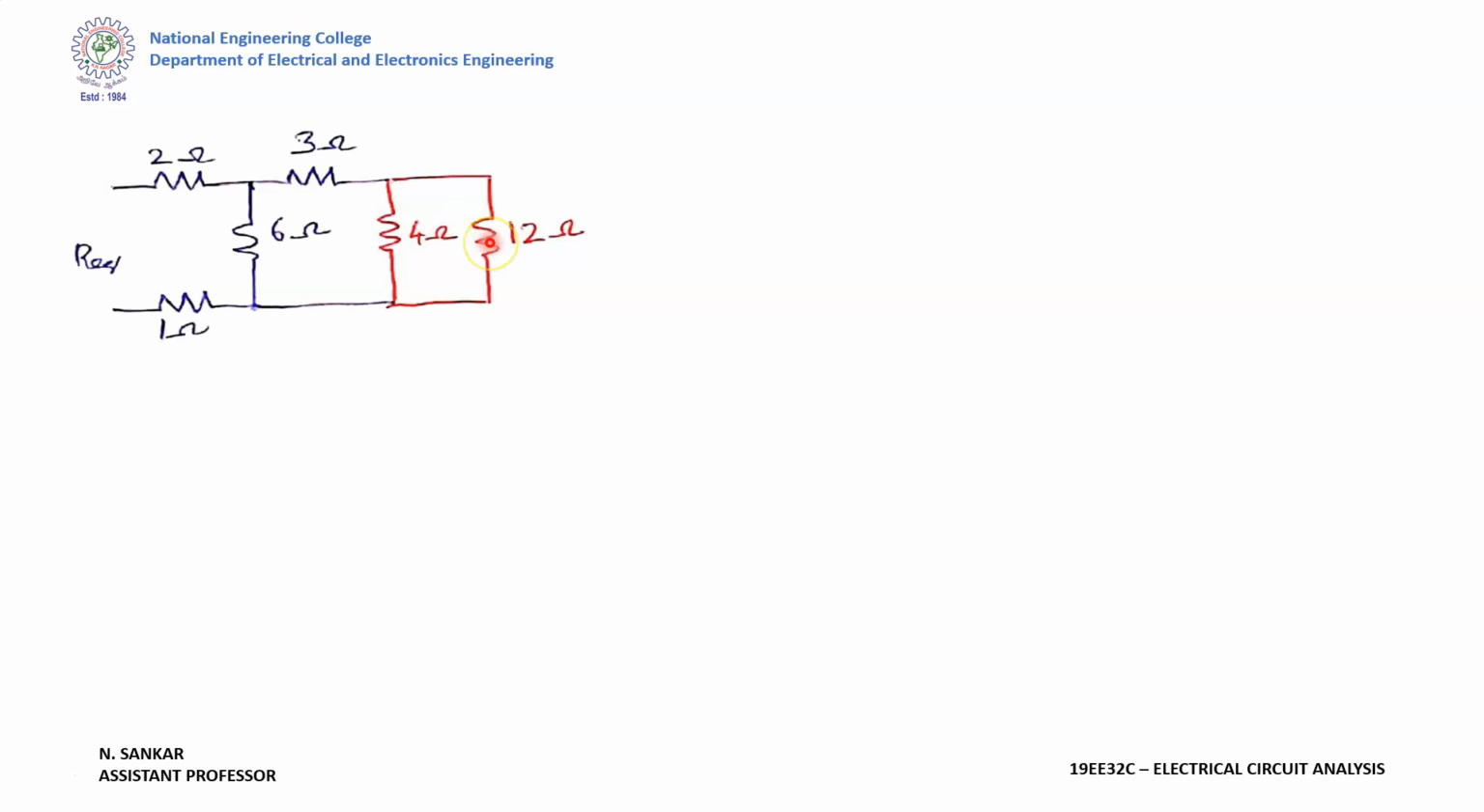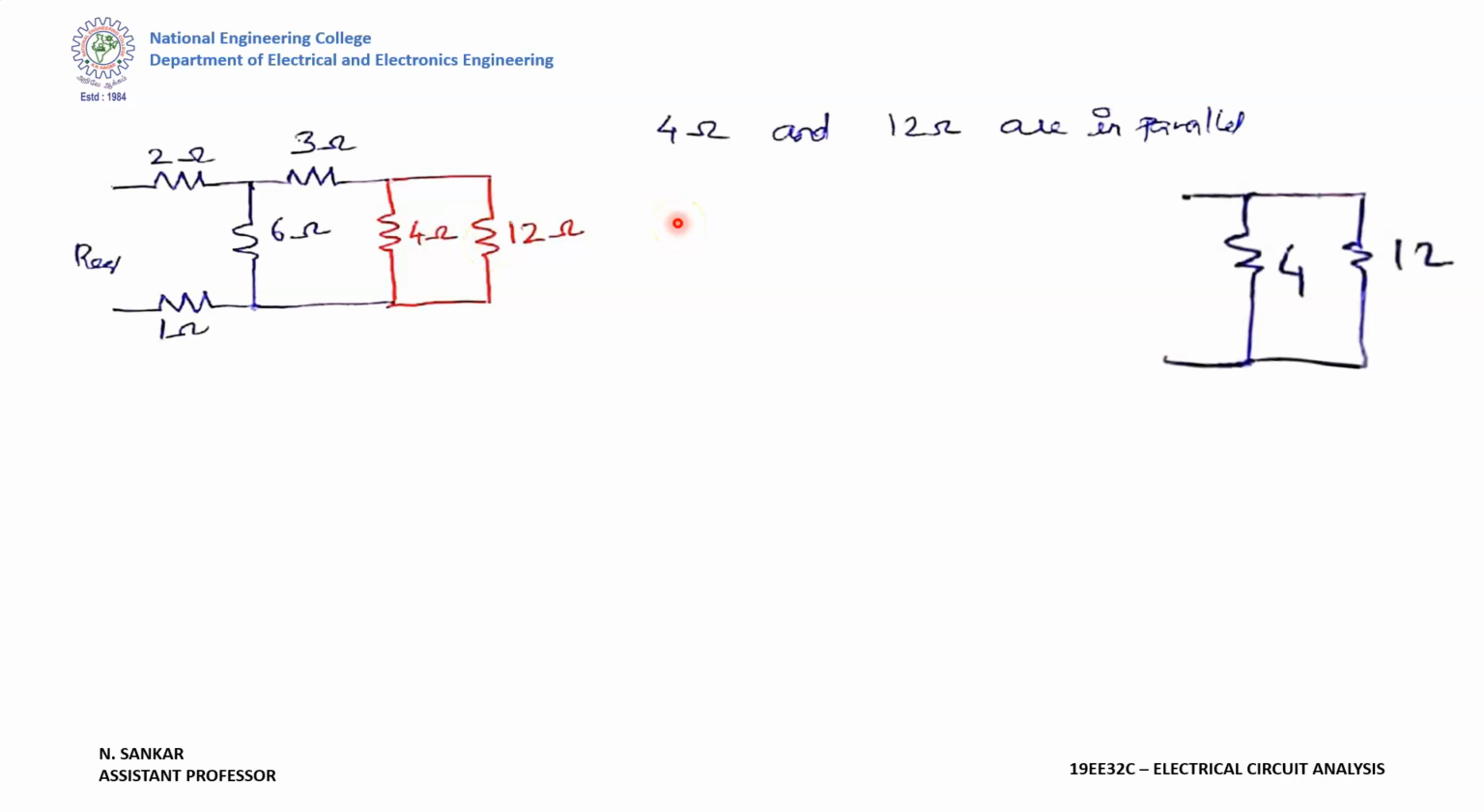Now 4 ohm and 12 ohm are in parallel. So 4 into 12 divided by 4 plus 12, that is 48 divided by 16, which will be equal to 3 ohm.